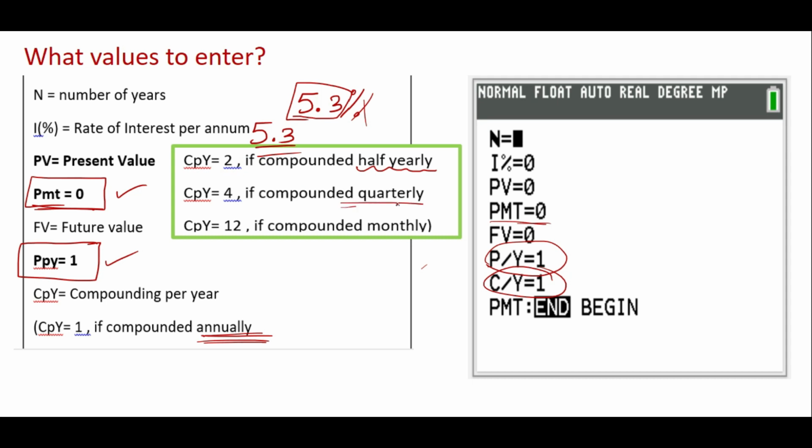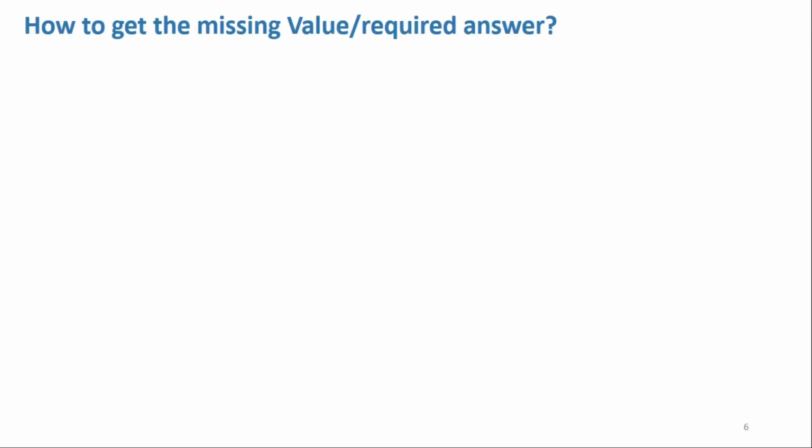If it's quarterly, it's going to be 4 times per year. And for sure if it's monthly, so 12 months, C/Y will be entered as 12. Coming to the part where we should know how to get the missing value or the required answer.